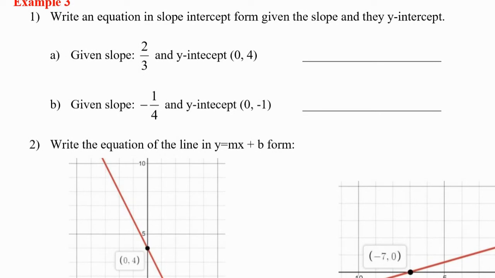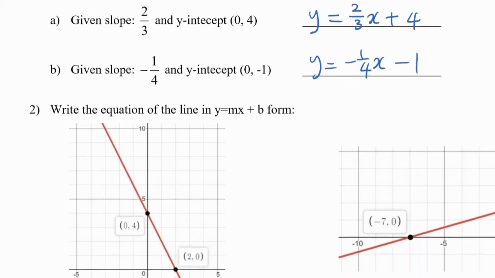Example 3. Write an equation in slope-intercept form given the slope and the y-intercept. That's a typo. Okay. The slope is 2 over 3 and the y-intercept is 4. Then we write y equals 2 over 3 x plus 4. The slope is negative 1 over 4, and the y-intercept is negative 1. Okay.